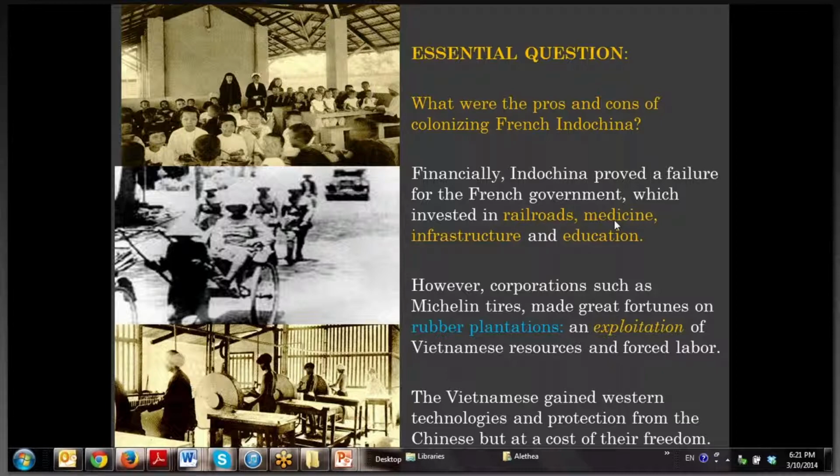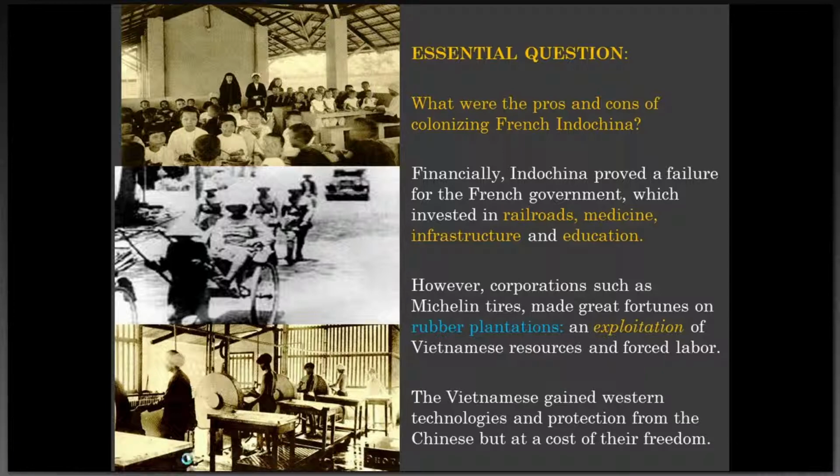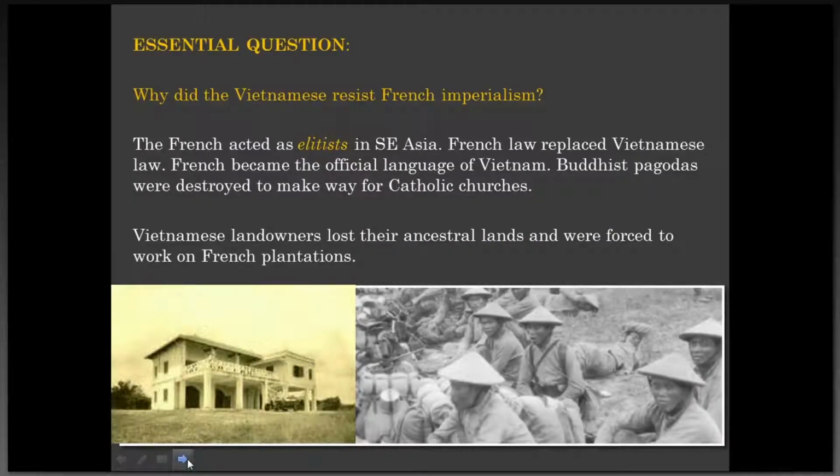Even though they invested in railroads, medicine, infrastructure, and education, really more of the benefit went to big corporations rather than the local people. Michelin tires made great fortunes on rubber plantations. Vietnamese gained Western technologies, education, protection from the Chinese, but it was at a cost to their autonomy. So they resisted immediately. Why?